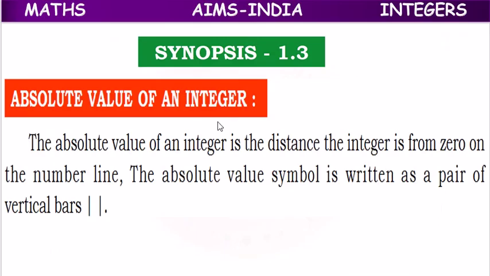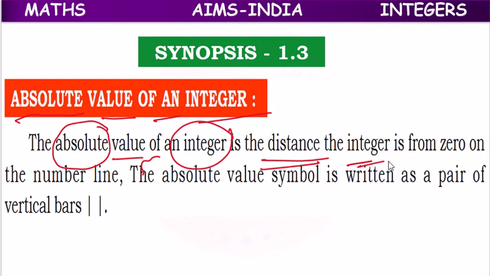So today's concept is absolute value of an integer. Absolute value of an integer is the distance of the integer from 0 on the number line. Suppose we have a number line.